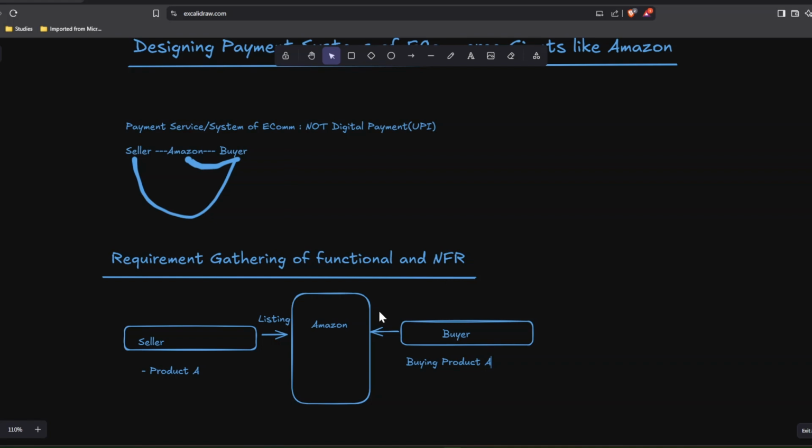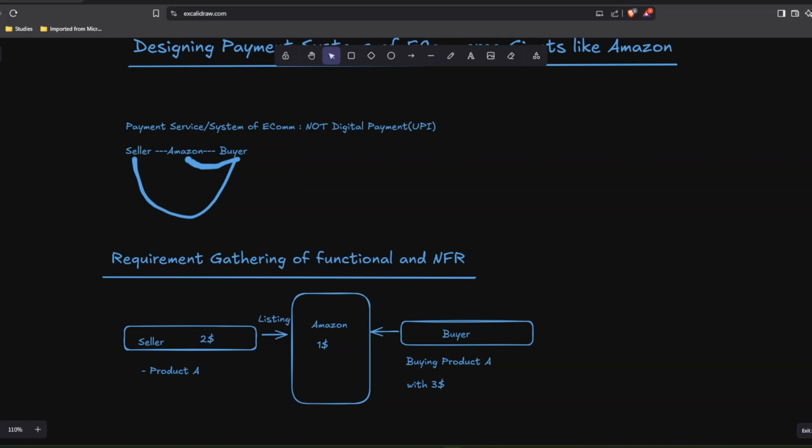Now for that, definitely the buyer is going to pay money, right? So the buyer is going to make some payment. Who is going to receive this payment? At first, Amazon is going to receive this payment. Suppose Amazon is taking $3 for this. Out of this, $1 it will keep, and $2 it will give to the seller. So if the buyer is paying $3 for buying the product, Amazon is keeping $1 and the seller is getting $2.